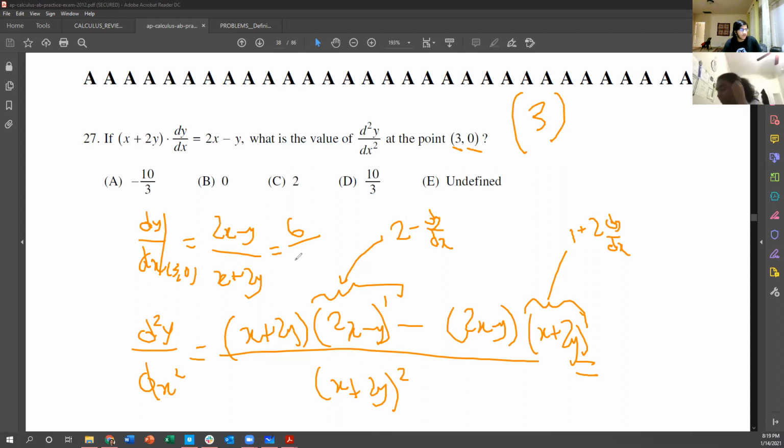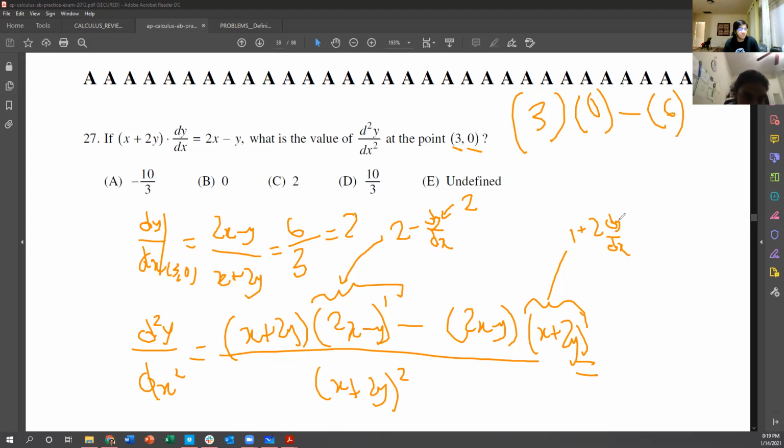Oh, sorry, I did it backwards. It's okay. 6 over 3, right? Just 2. Does that seem right? So dy/dx, isn't it 6 over 3? Oh yeah, 6 over 3 is 2. Okay, good. So 2 minus 2, dy/dx happens to be 2 here. That's a 0. Minus, so 2x minus y will be 6, right?